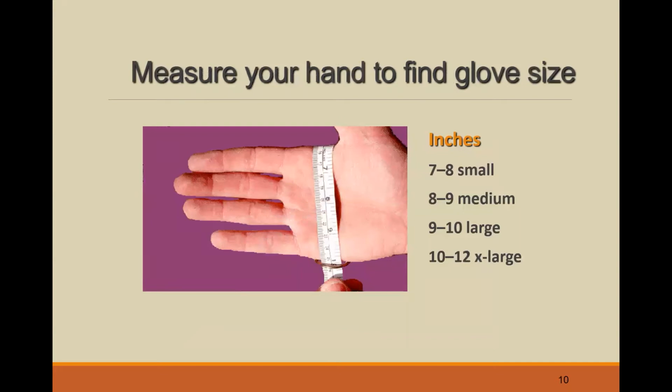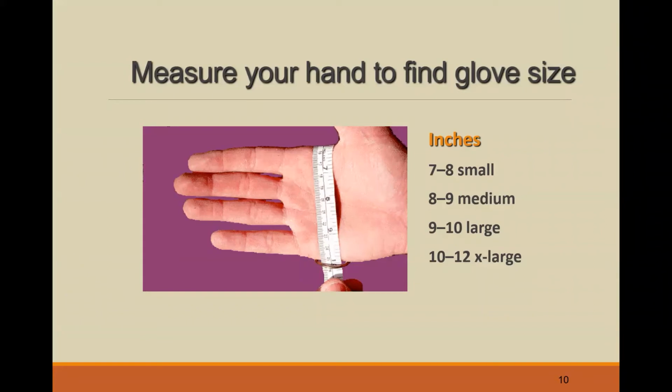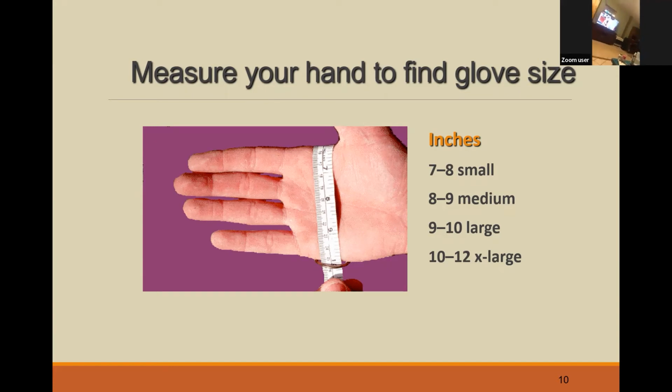What size glove do you wear? I never knew this, but you can take a tape, like a tailor's tape, and wrap it around your hand like you see there on the slide. And based on the measurement of your hand, you can tell what size glove you need to be purchasing, so that they're going to fit. Now, all manufacturers may or may not be real true to that, but if you measure that around your hand, you can see that. A 7 to 8 inch measurement around your hand is a small. Up to a 10 to 12 would be an extra large.